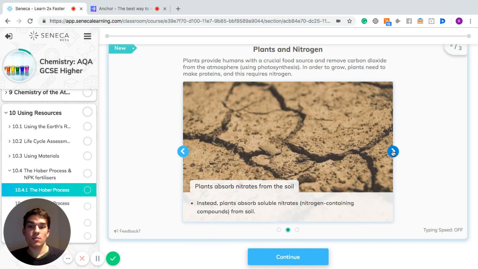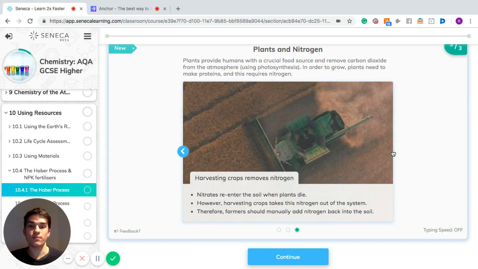So plants need to absorb nitrates from the soil, which nitrate is basically just a compound that contains nitrogen. And harvesting crops actually removes nitrogen from the soil, so nitrates re-enter the soil when plants die normally. When harvesting crops, that takes the nitrogen out of the system, therefore farmers should manually add nitrogen back into the soil.